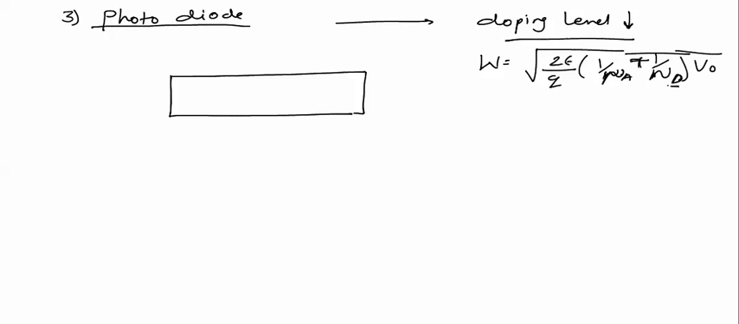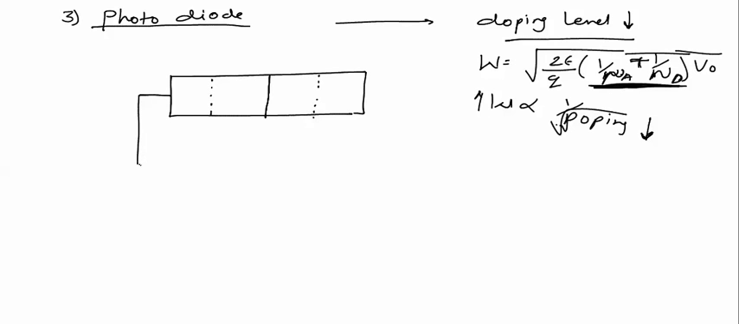From this equation, we can easily see that Na and Nd are in denominators. So depletion layer width W is inversely proportional to the root of doping concentration. If doping concentration decreases, the depletion layer width increases. Same is the case in the photodiode. In a photodiode, the depletion layer width is very large as compared to a normal PN junction. And also this diode is operated always under reverse bias.